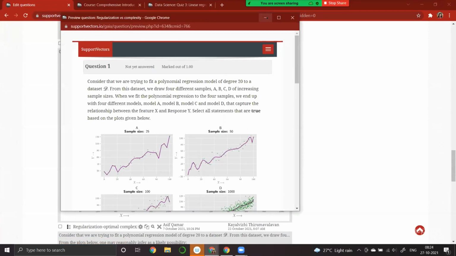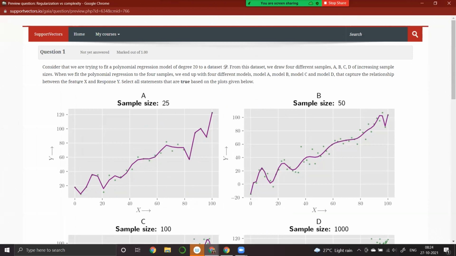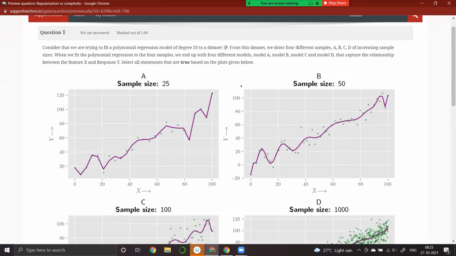Okay, so this question, I guess a lot of people got it wrong. The answer is there in the question. Consider that we are trying to fit a polynomial regression model of degree 20. Here in the question, we've given out that all these models are of the same polynomial degree and same complexity to a data set D. From this data set, we draw 4 samples, and so it's the same question. Select all statements that are true based on the plots given below.